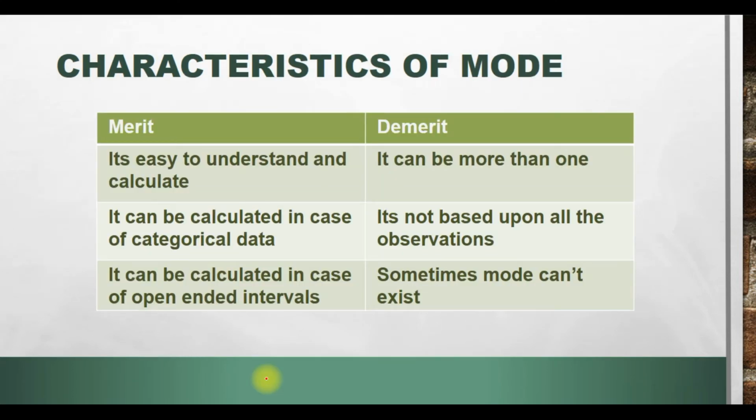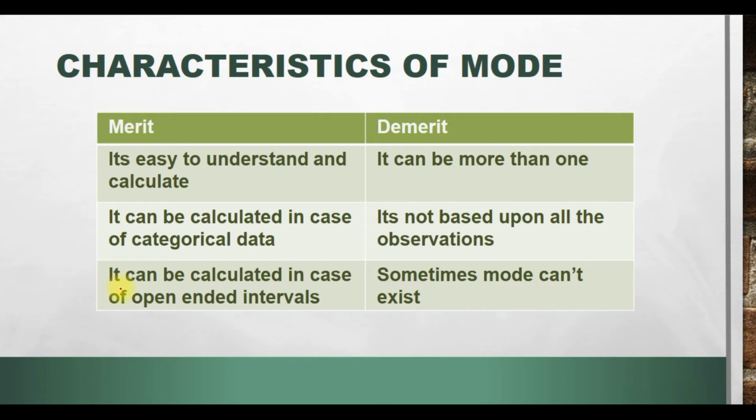Coming upon merits of mode, the first one is it is easy to understand and calculate. Yes, it can be calculated in case of categorical data. As you can see, mode is the most repeated value. So even if our data is nominal or ordinal in nature, we can count the number of times that data point occurred. So even in case of nominal or ordinal data, that means categorical data, we can compute mode.